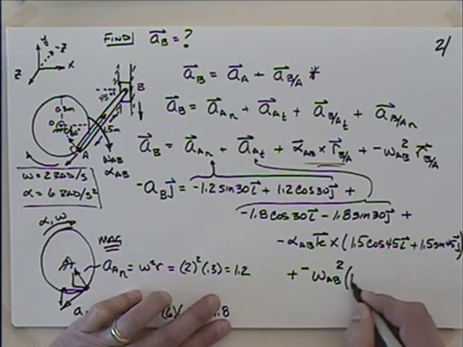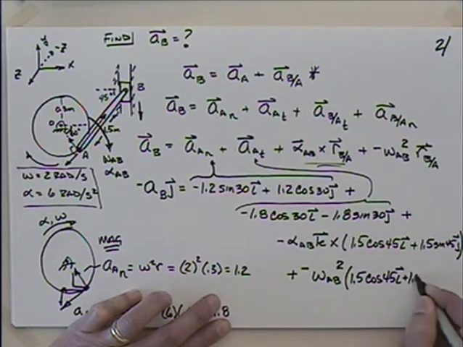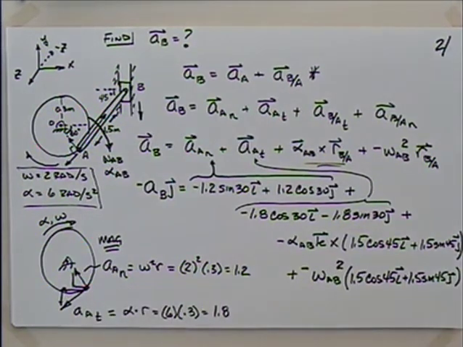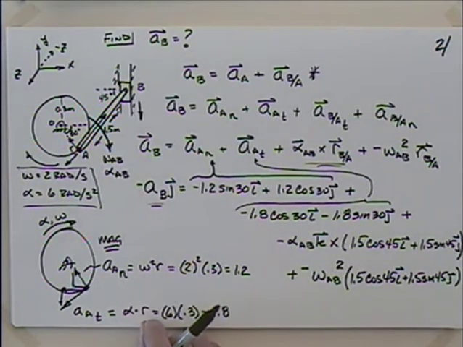I'm just going to multiply it by 1.5 times the cosine of 45 in the i direction plus 1.5 times the sine of 45 in the j direction. That's it. That's all there is to it. Okay. Now, if I go through this, let's count unknowns. I have an unknown here, don't I? That's what I'm looking for. That's a good unknown.